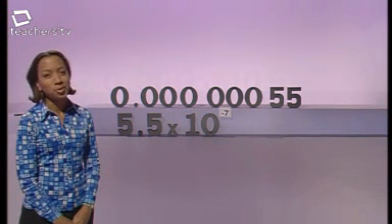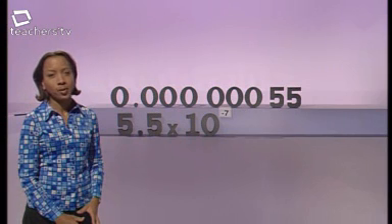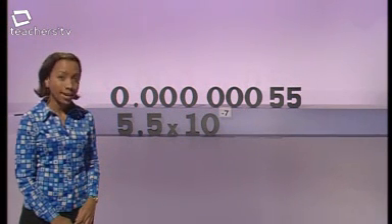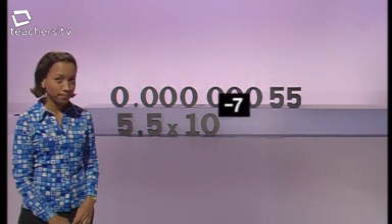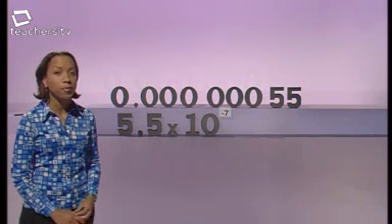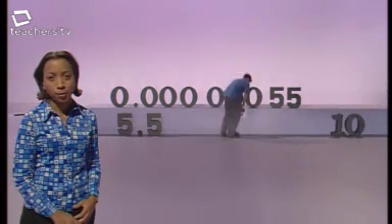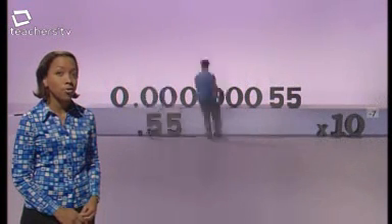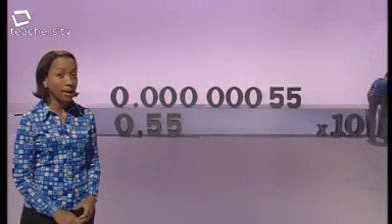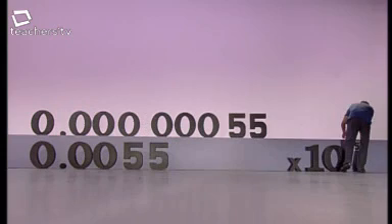Take 0.0000055. Written in standard form, it's 5.5 times 10 to the power of negative 7. A power of negative 7 tells us to divide 5.5 by 10 7 times. Each time you divide by 10, the figures move one place value to the right of the point, which gets us back to 0.0000055.